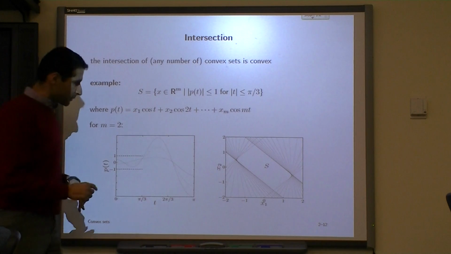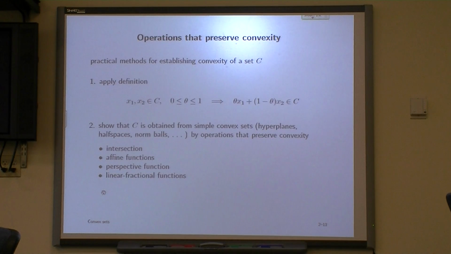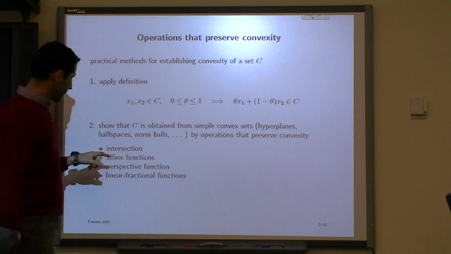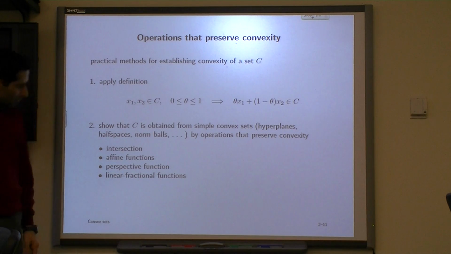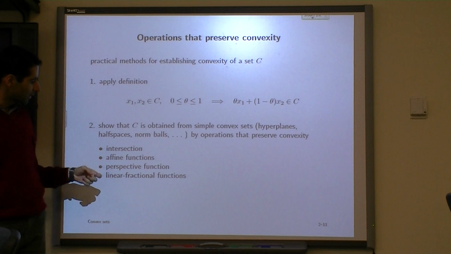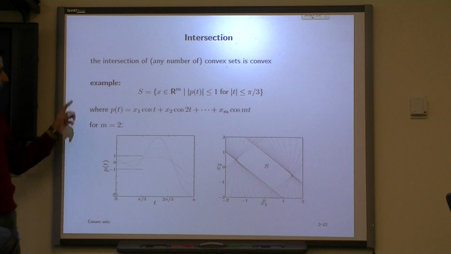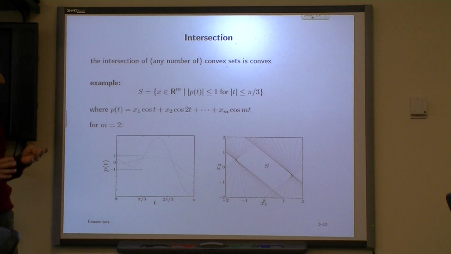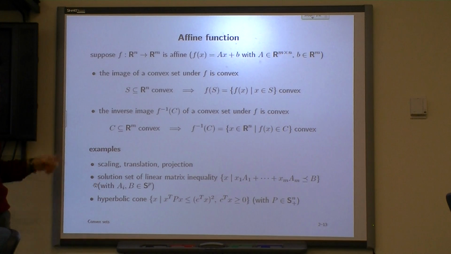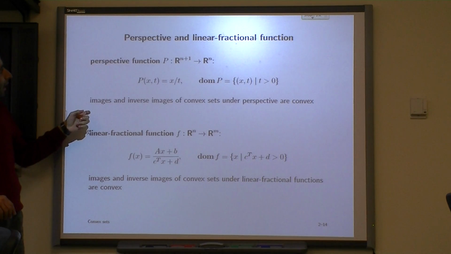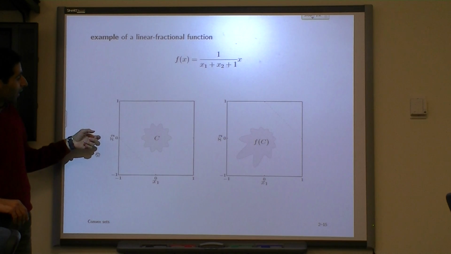And yes, in the operations that preserve convexity, we have intersection, affine function, perspective function, and linear fractional function. The first one is the intersection. If we have two convex sets, the intersection of these convex sets is convex. Then we went through the affine function and perspective function. We proved some of these properties.